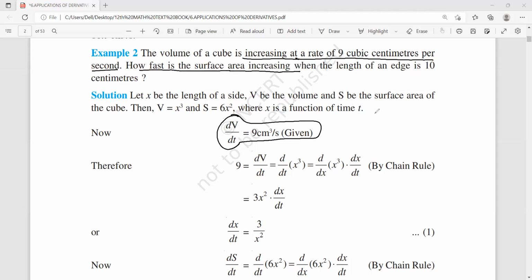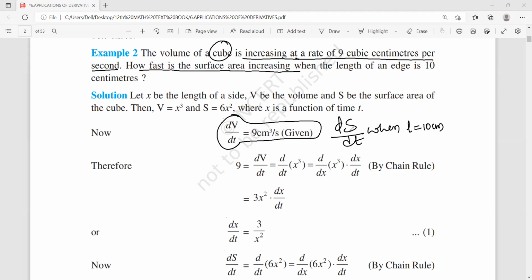Surface area. This is a cube. Let's take surface area as S. He is asking ds by dt when the length of the edge is 10 centimeters. So the question is ds by dt when L equals 10 centimeters. This is what the question is.